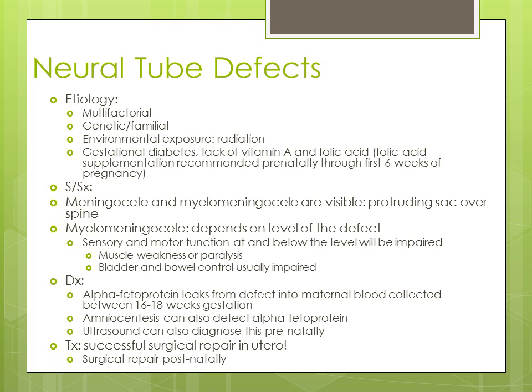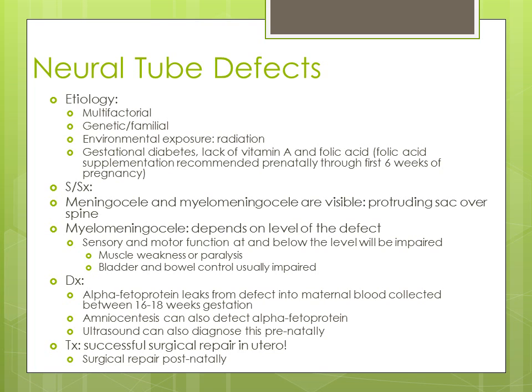And then signs and symptoms, we kind of went over this before. Generally the meningocele and myelomeningocele are going to be visible with a protruding sac over the spine. And then with the myelomeningocele, the deficits are going to depend on the level of the defect, and they will have sensory and motor deficits, so muscle weakness and paralysis, and usually they will also have bowel and bladder control impairment.